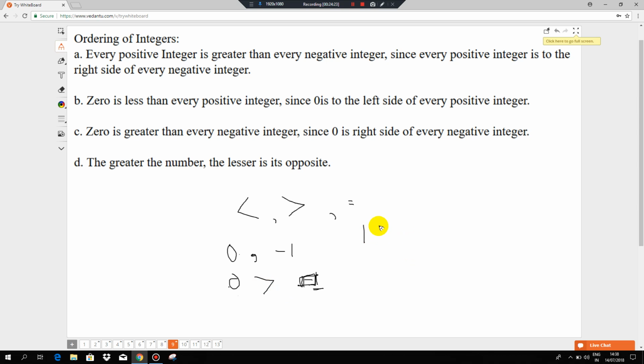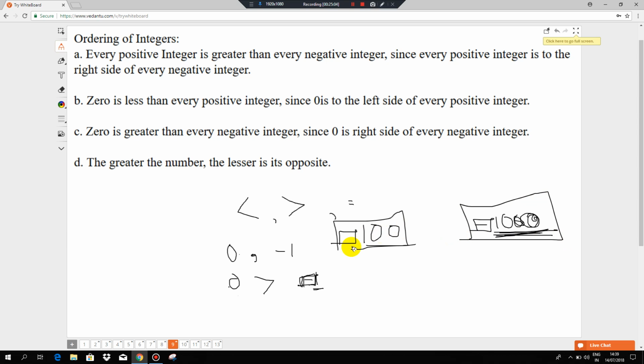So in this case, we compare that 0 is greater than minus 1. If they have given 100 and minus 1000, what do we do? Again, don't take the number, think about the sign. Is plus 100 greater, or is minus 1000 greater? Of course, plus 100 is greater.